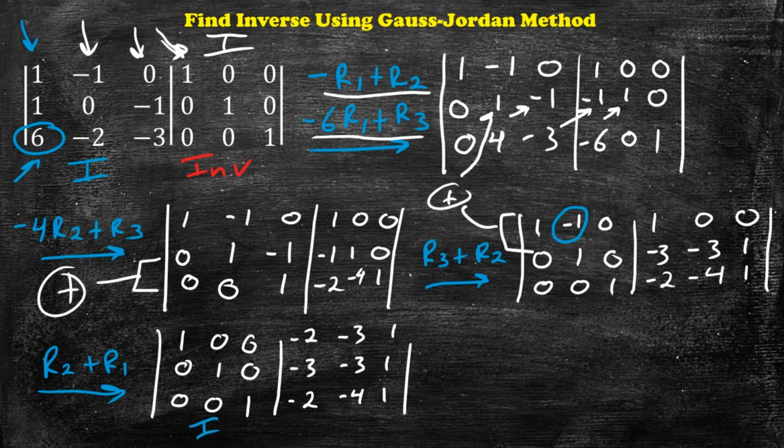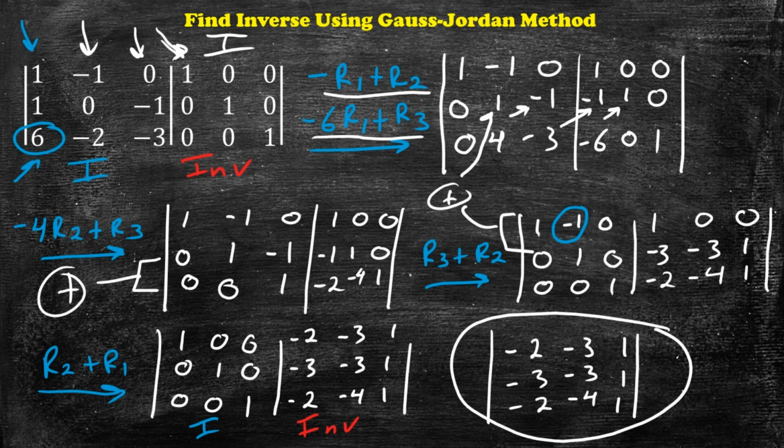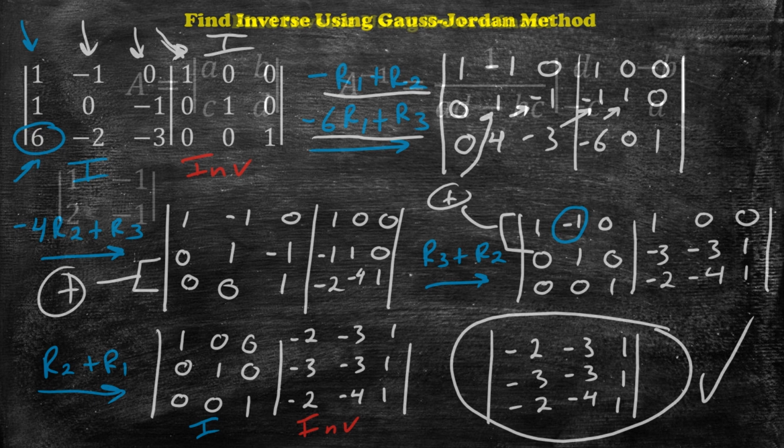All right, so we got what we wanted. The left-hand side is our identity side. The right-hand side is our inverse. So let's just write this down one more time. Negative 2, negative 3, 1, negative 3, negative 3, 1, negative 2, negative 4, and 1. That right there is our inverse matrix. Therefore, this example is complete.